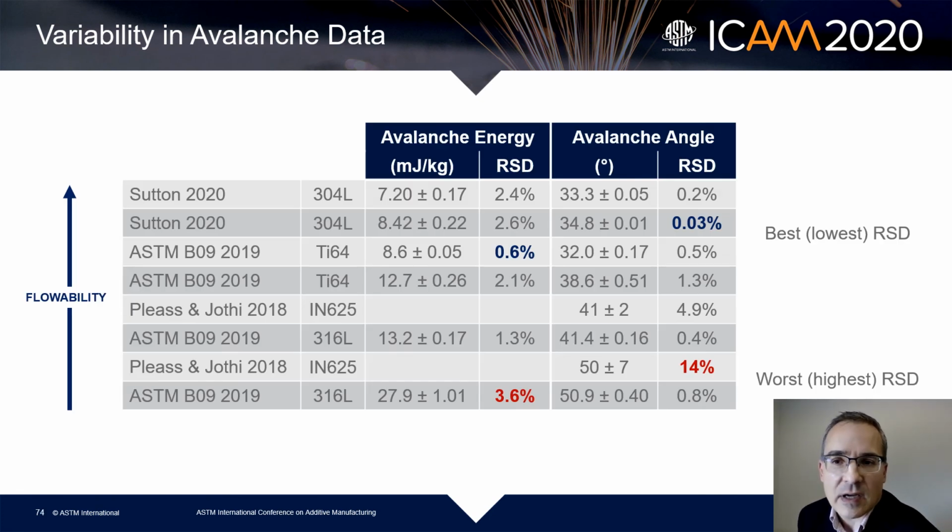And then before I finish here, I talk about the variability in the avalanche data. You can see I summarized several of these with their standard deviations and then the relative standard deviation calculated from those standard deviations. So in this case, this is a true relative standard deviation from a data set. And you can see as flowability diminishes, the variability tends to increase. You see a lot of jumping around in the data, but definitely the lowest variability is for the highest flowing powders and the worst variability is for the worst flowing powders. So there's a general trend there.